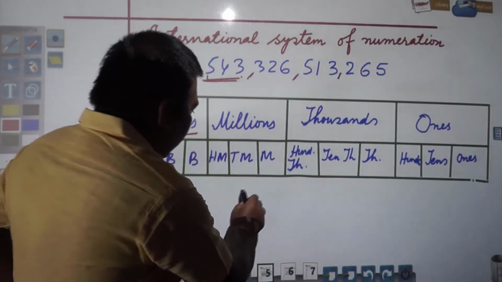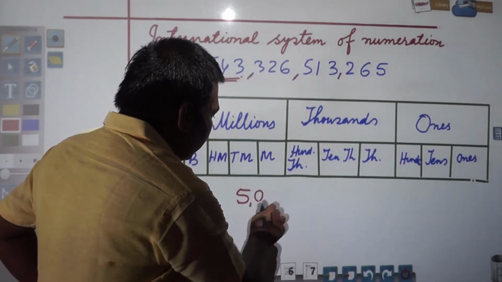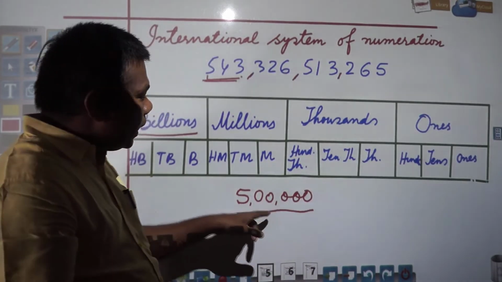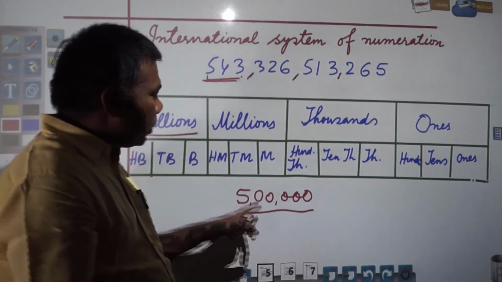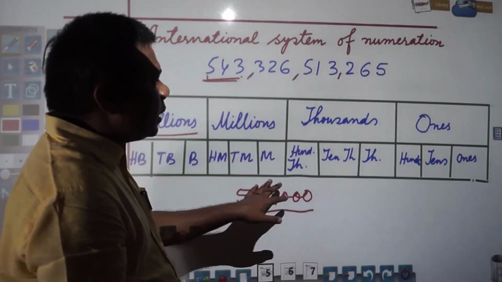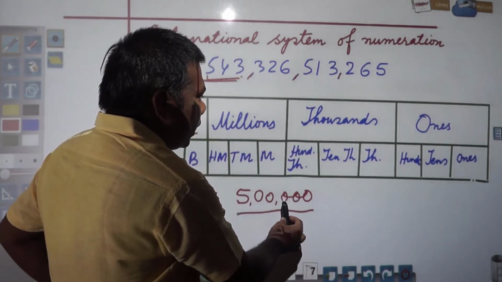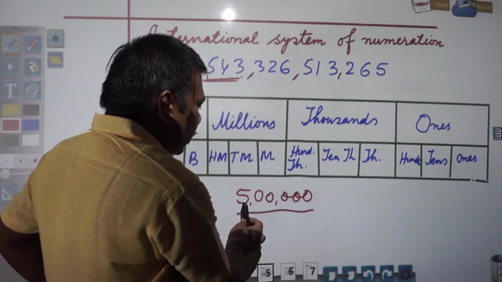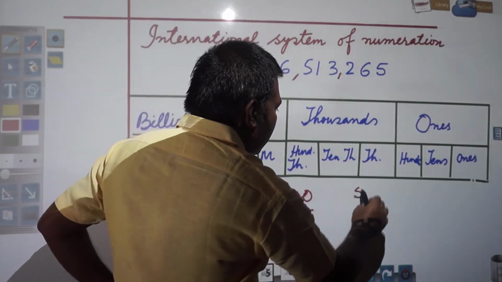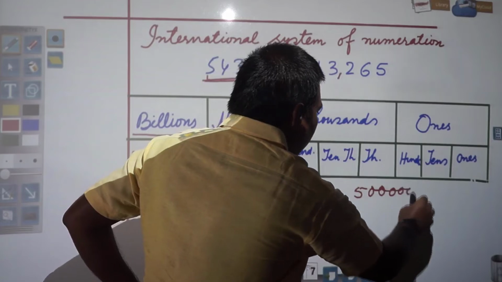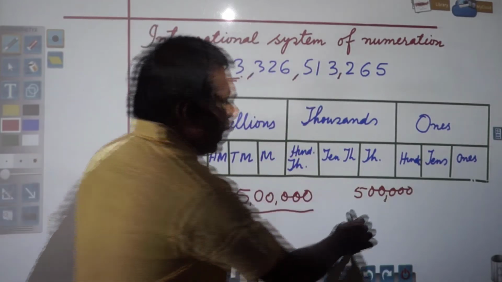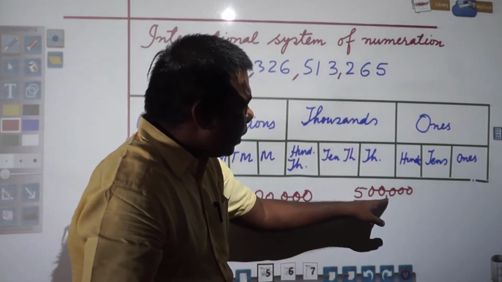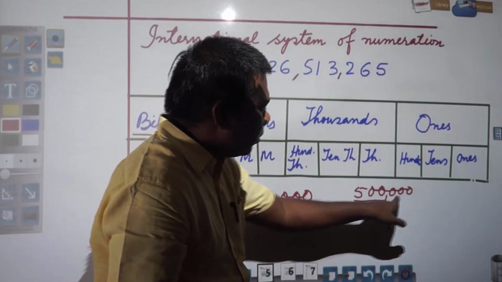Suppose you have 5 lakh. In the Indian system, we say 5 lakh. So in the international system, how will it be read? If you are writing 5 lakh in the international system, how do you write it? Ones, tens, hundreds, then 1,000, then 10,000 and 100,000. You will write it like this, and this will be read as 500 thousands. 500 thousands only, because these are zeros.